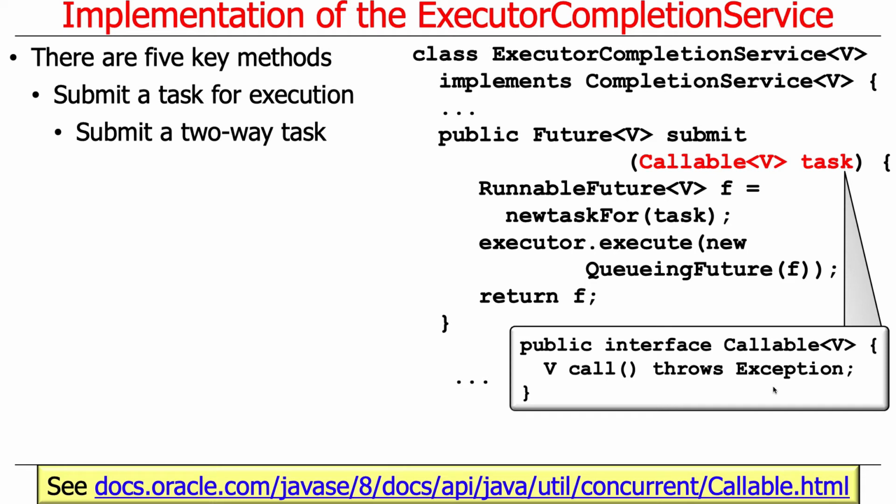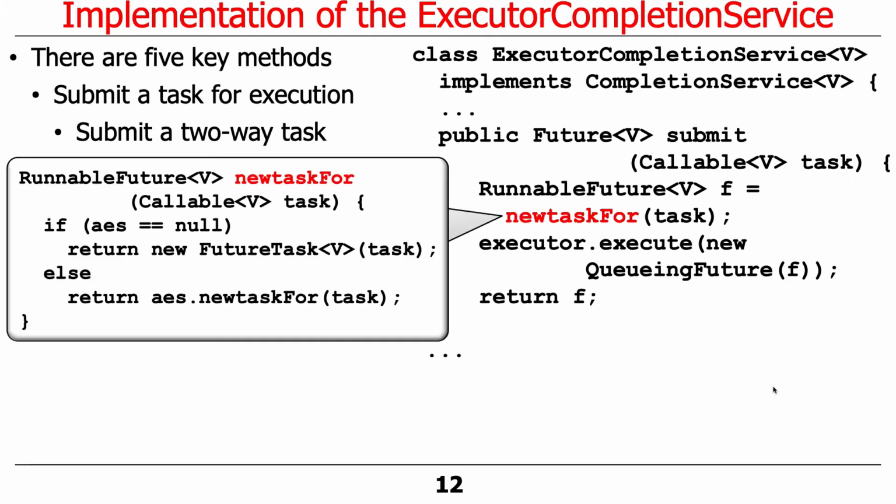And here's what the task looks like. We looked at this before. Callable has a call method that returns something of type V, which is the parameter that we have here. You can see V is parameterized all the way through this abstraction. The first thing that happens in the submit method is there's a helper method that's called newTaskFor. And what it does is it takes this callable, this task parameter, and it wraps it up in something called a future task.